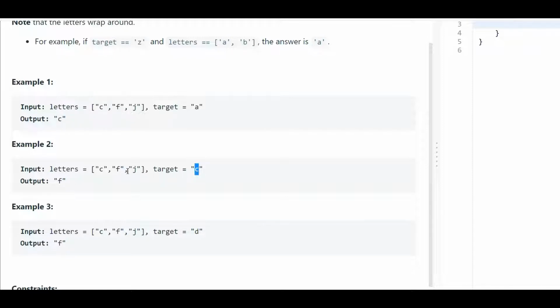Suppose our target is c in the same array. So if this is our target, we have to return the next smallest element that is greater than target, that is greater than c. So it is f basically. And suppose our target is d. If d would be present in our array, it would be something like here. So we have to again return f as an output.